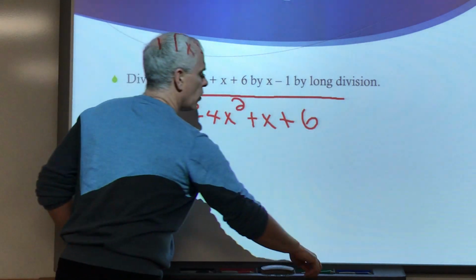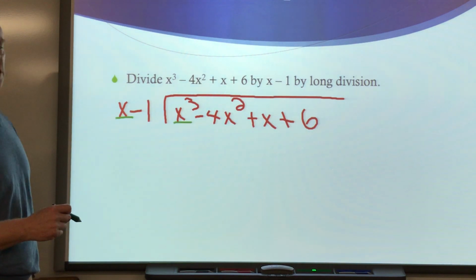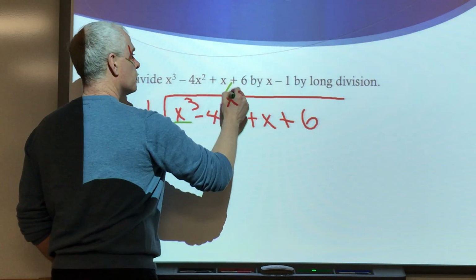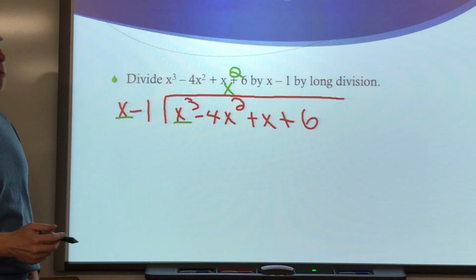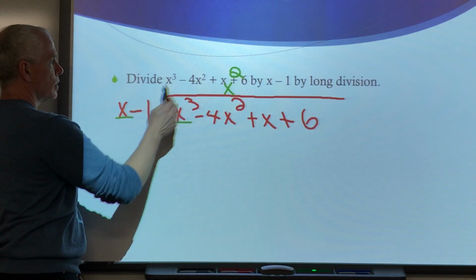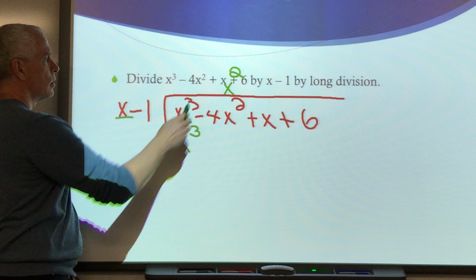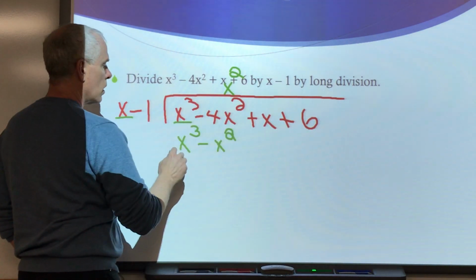And then we always focus on the first term of each of them. So if I take x to the third and I divide it by x, I get x squared. Okay? My next step is to multiply back. So x squared times x minus 1. X squared times x is x to the third. X squared times negative 1 is minus x squared.